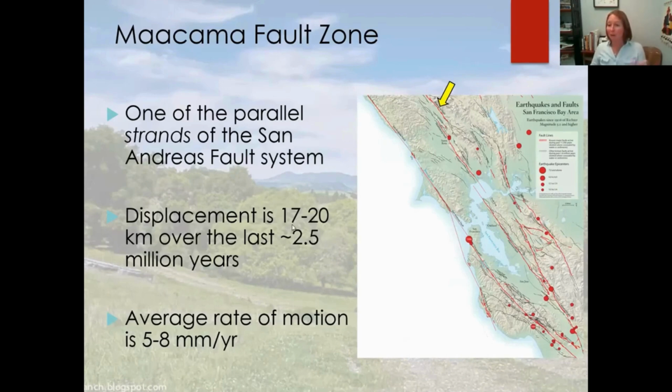This may seem like a lot, but not when we're talking about the overall motion on the San Andreas. We're looking here at 17 to 20 kilometers over the last about 2.5 million years that it's been active. An average rate of motion is very low, 5 to 8 millimeters per year. So it hasn't actually had an earthquake recently at all. It's storing up its energy to give us a nice earthquake.